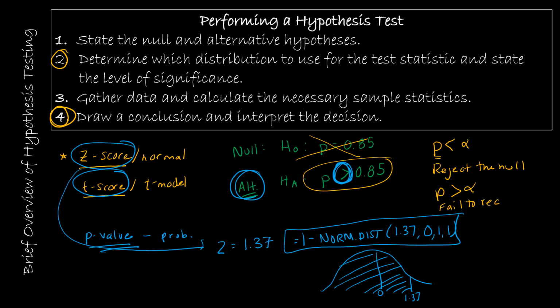So notice I didn't say I'm accepting the null. I'm just failing to reject it. I'm saying, hey, you know what? It could be true, but based on the data that I've collected, I don't have enough evidence to say that.